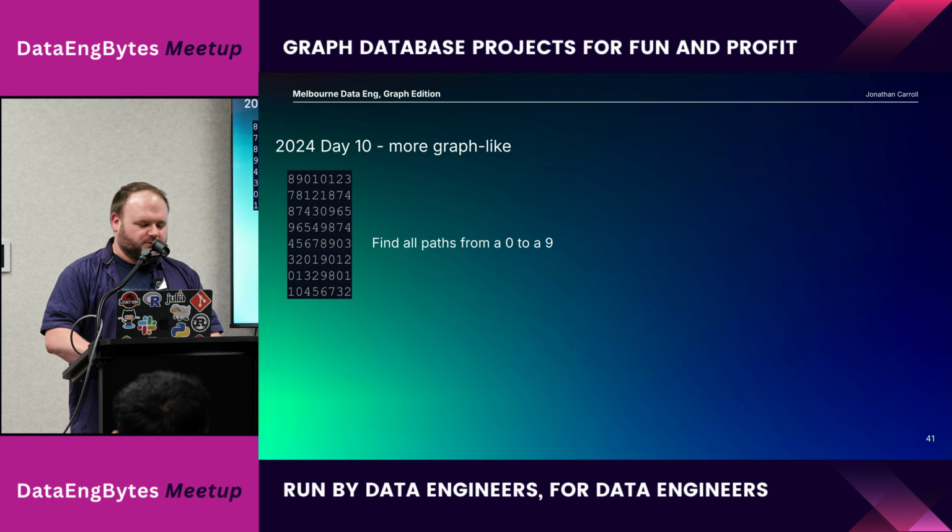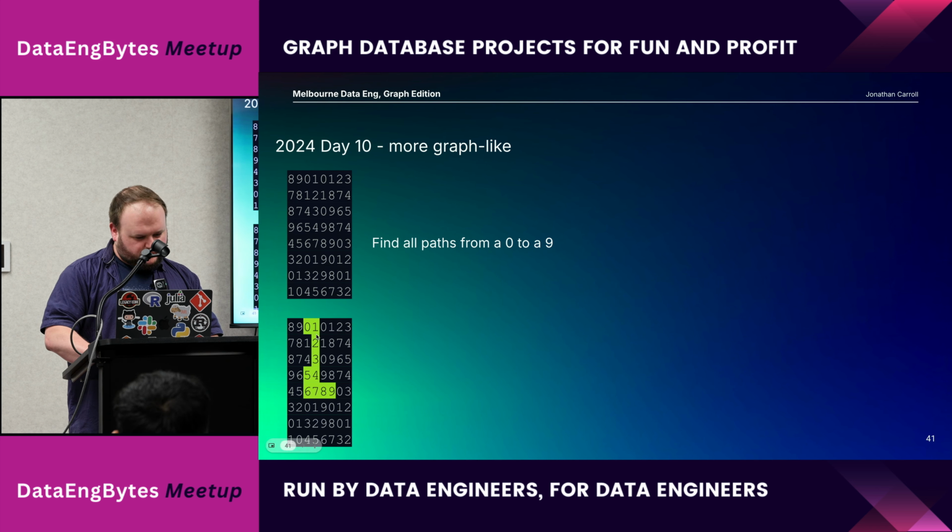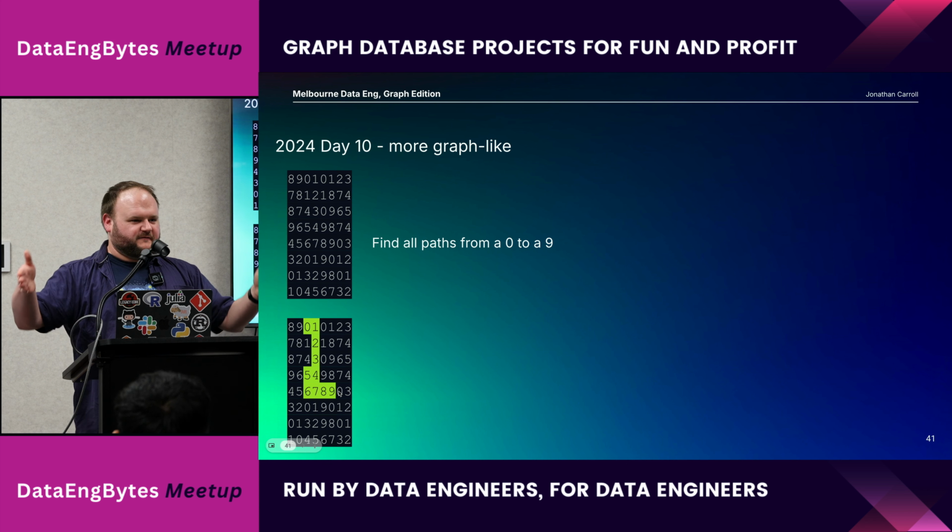A more graph-like problem was day 10. Find all the paths from a 0 to a 9, phrased in a much more complicated way. So if we have a 0 here, we could go 0, 1... Did I not use the same example? Oh, I did. 1, 2, 3, 4, 5, 6, 7, 8, 9. Find all the ways that you can do that. And again, this is a very small example. We'd usually be looking at something like a 50 by 50.